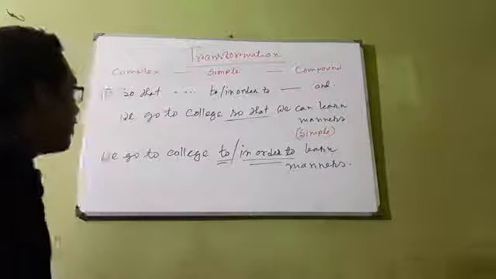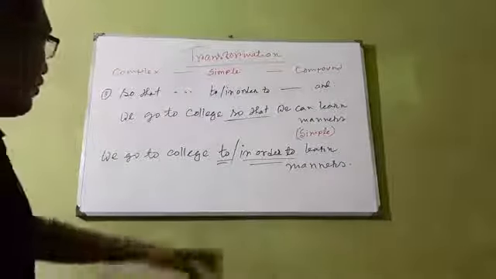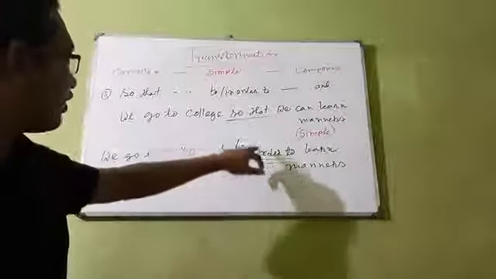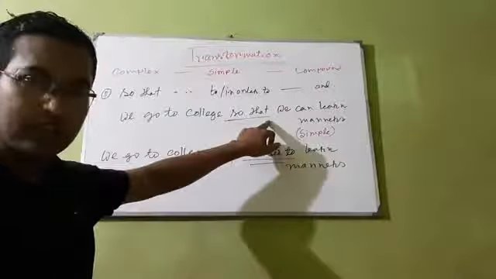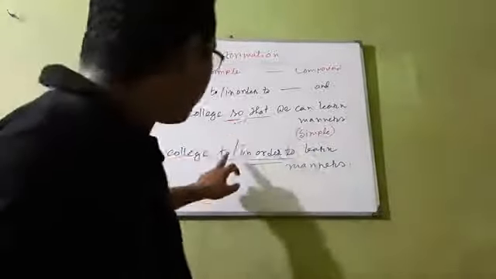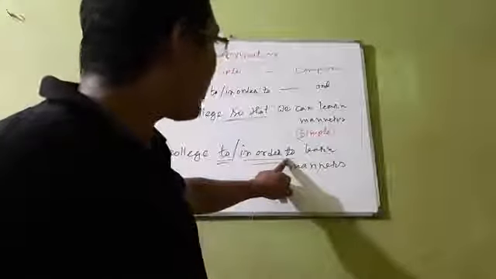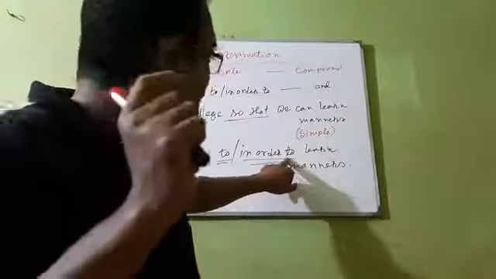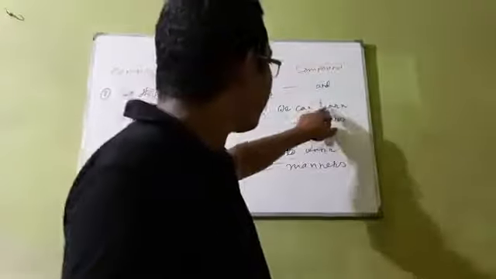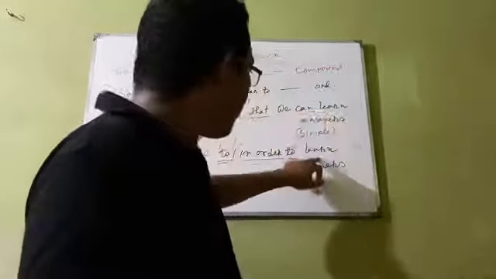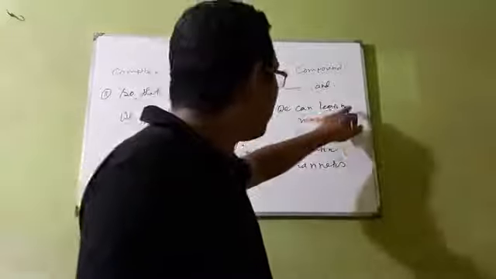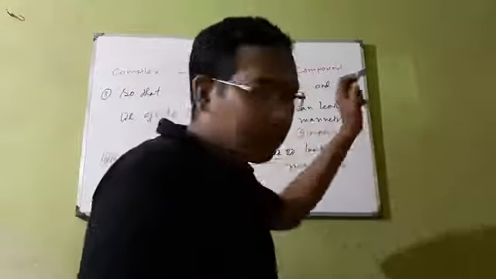Look, we have replaced so that with to or in order to. Okay, and after to or in order to, we have to write down the principal verb, and learn is the principal verb here. We have to write it down, and we have to write down the rest part of the sentence.